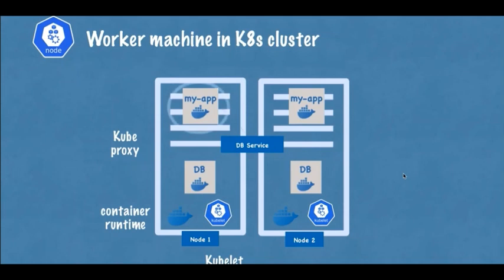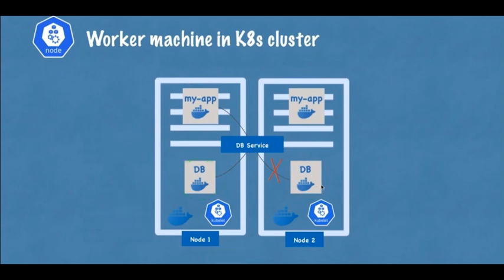For example, if my app replica is making a request to the database, instead of the service randomly forwarding the request to any of the replicas, it will actually forward it to the replica running on the same node as the pod that initiated the request. Thus, this avoids the network overhead of sending the request to another node.